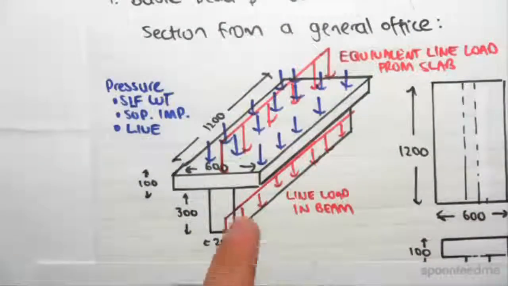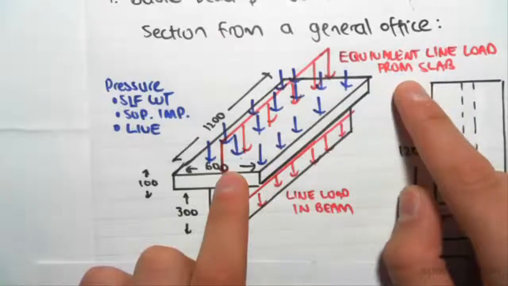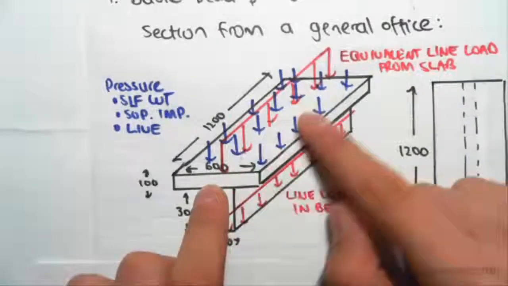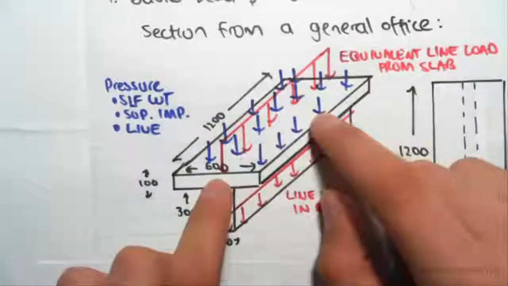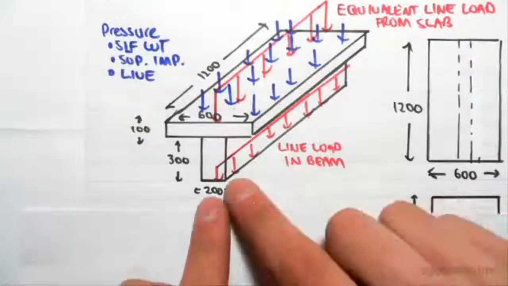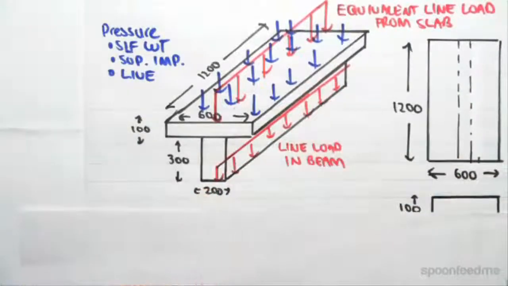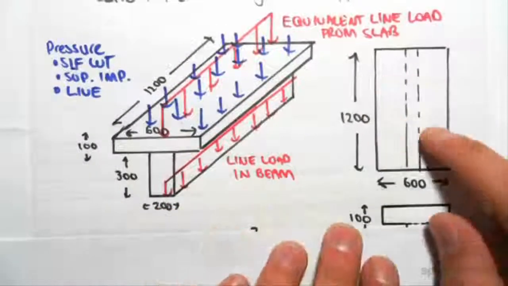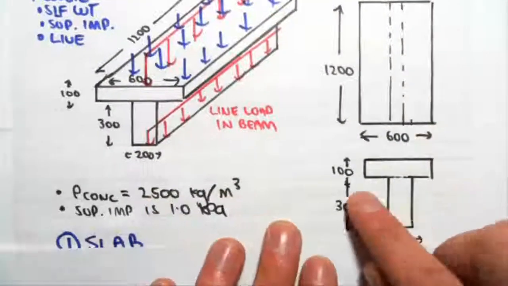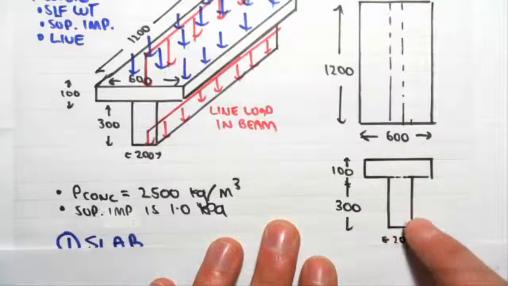We saw in the previous video that we're going to be working out an equivalent line load from the slab. So we're going to get this pressure from this slab and work out an equivalent line load. And then also we're going to be working out the line load from the beam. Just to show you plan view, it's 1200 by 600. This is in millimeters. This would be a section through, 100, 300, and 200 there.